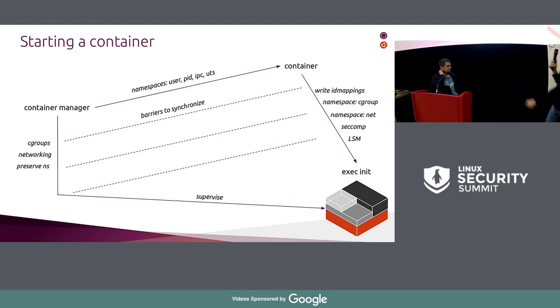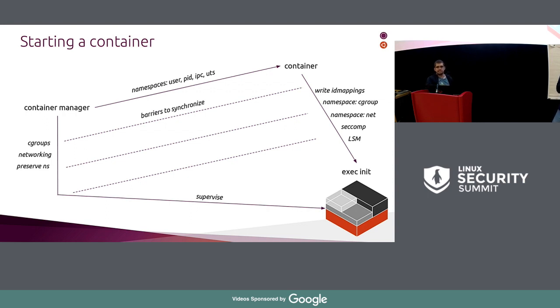That process, for example, writes ID mappings right after it created the user namespace, meaning it basically becomes root in the new user namespace that it created. Then it unshares the cgroup namespace after the cgroups have been created. It creates the network namespace after the network devices have been set up. And then it does the seccomp, because the process can only do it itself.